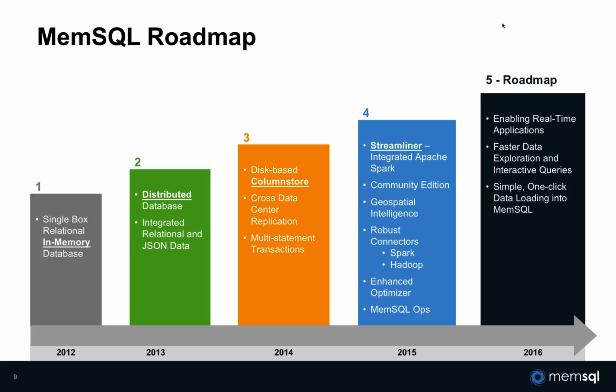It was a single box in-memory database. So it was in-memory, but it was just a single machine. With MemSQL 2, we introduced the concept of distributed, which means now you can install the same binary across nodes, and we can do processing across a distributed system with massively parallel architecture.